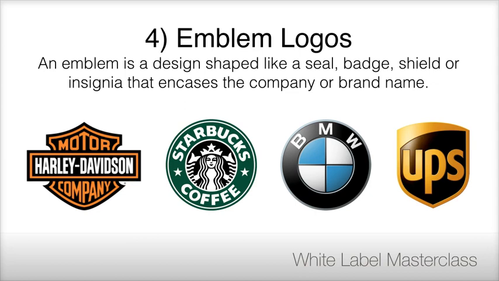For example, you see Harley Davidson or BMW, but also Starbucks or UPS. They're inside a shield or a form, and they create a very strong badge or seal. It's very powerful. Here again, there is a lot of work in the design, combining the format of the shield, the colors, and how you put the name of the company inside that shield or badge.